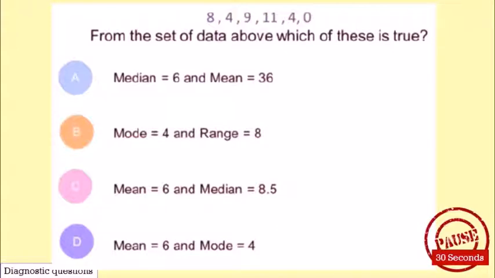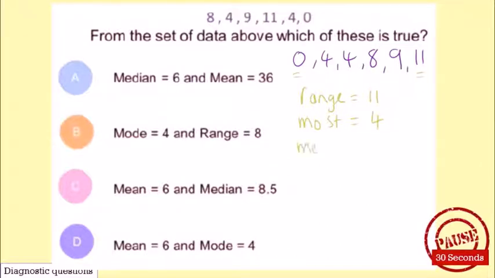Right, what I like to do with a question like this is start off with writing the numbers in order. And that's important because I can easily identify the mode and the median. So let's do that. 0, 4, 4, 8, 9, 11. Right, so the range is the biggest, take away the smallest. 11, take away 0, which is a nice number, 11. Mode is the most popular, or the most frequent, in this case it's 4. And the median is the middle number.